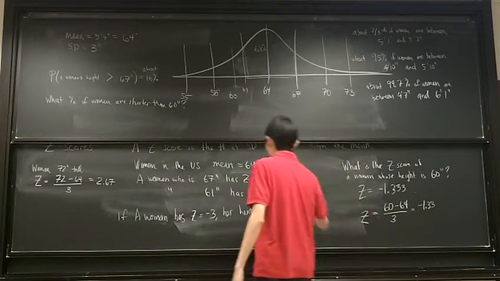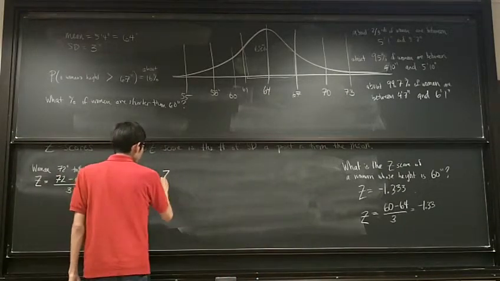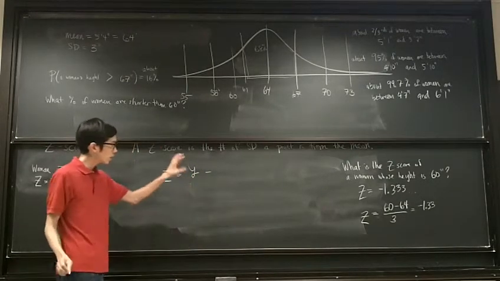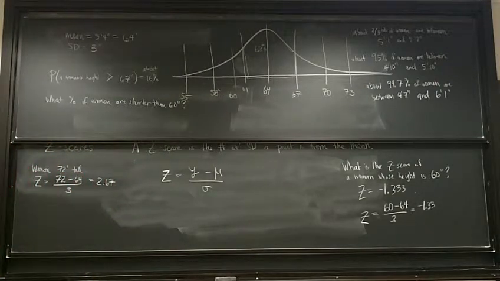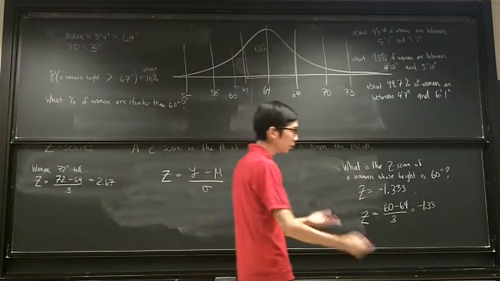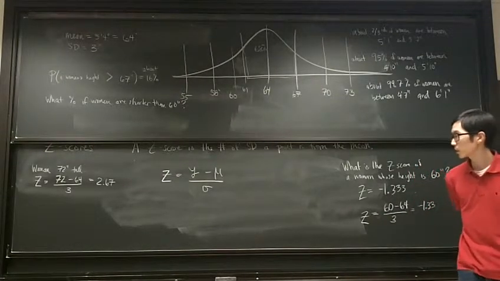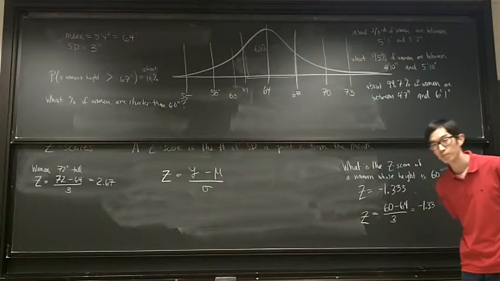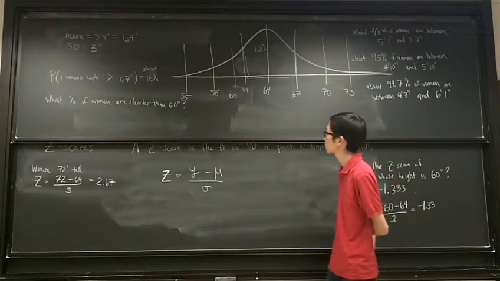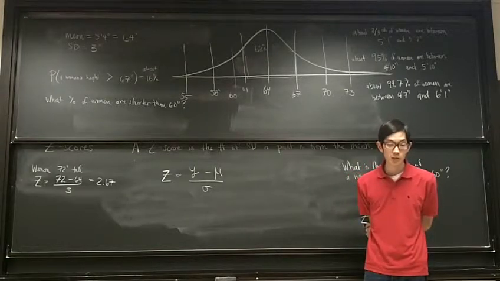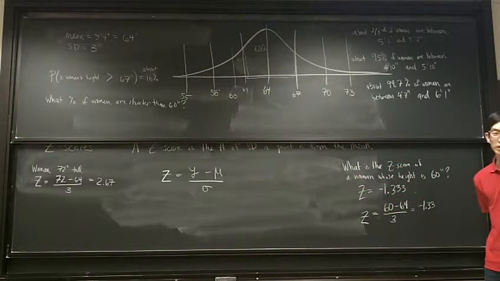Okay, so the formula for z is equal to whatever height or measurement you're looking at, minus the mean, divided by the standard deviation. This is how we get a z-score. And it works both ways. How tall is a woman whose z-score is positive 1.33? Yeah, 68 inches, okay? So 1.33 standard deviations above the mean. 1.33 standard deviations would be equal to 4 inches, because each standard deviation is 3 inches. And if I add that to the mean, I would get her height to be 68 inches.